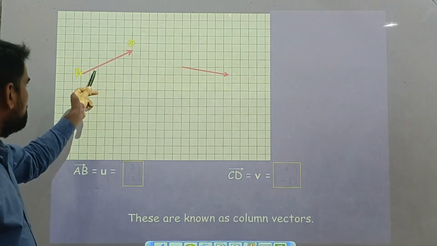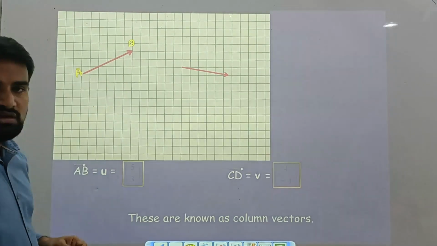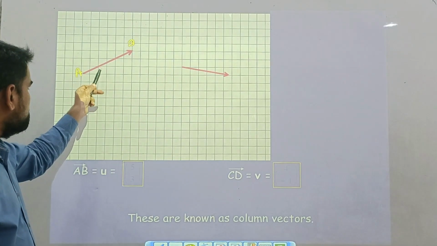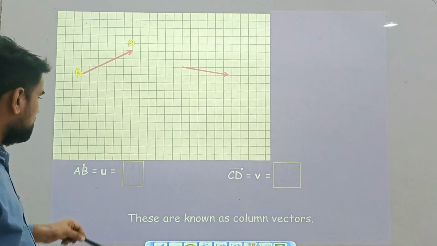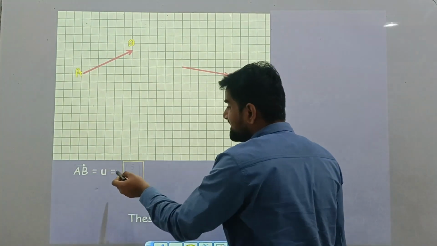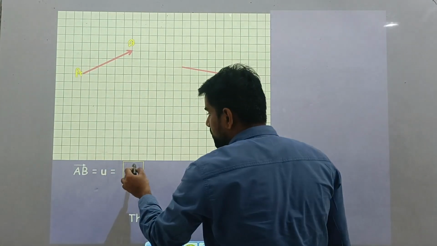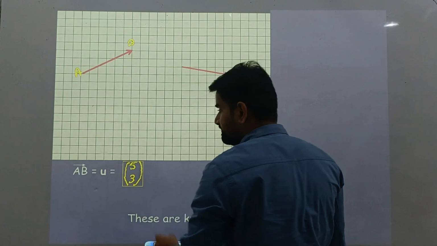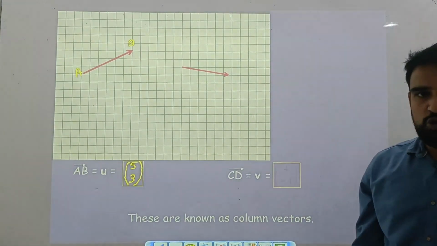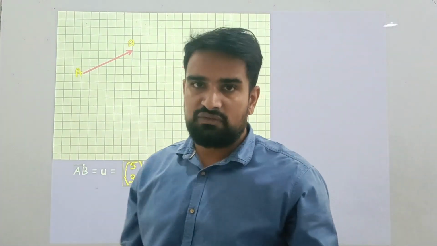1, 2, 3, 4, 5. So it's covering 5 columns. And how many vertical columns is it covering? 1, 2, 3. So I will write the vector AB is equal to u, which is equal to the column 5 and 3. So this is known as a column representation of any vector.